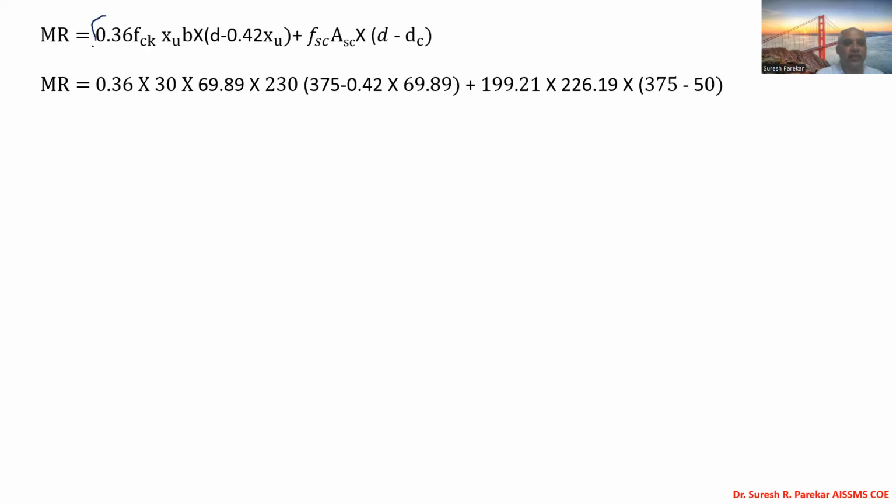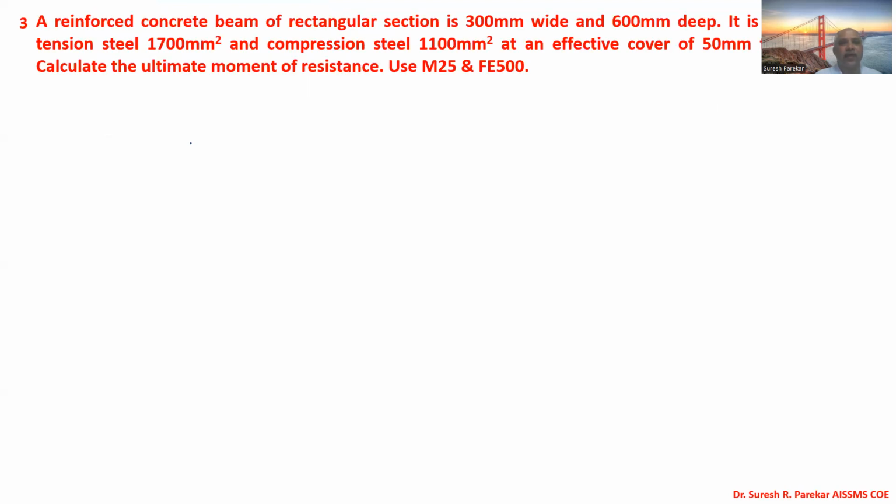So we have this value, that is CU1, and then we have the lever arm related with CU1. And here we have CU2, and this is again the lever arm related with CU2. And from this we will get the value of MR as 74.65 kilonewton meter. So now we will go with the third.